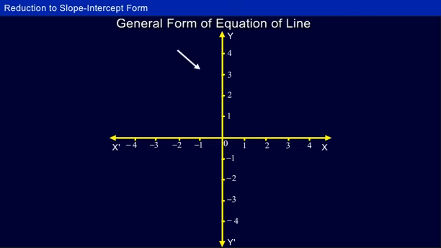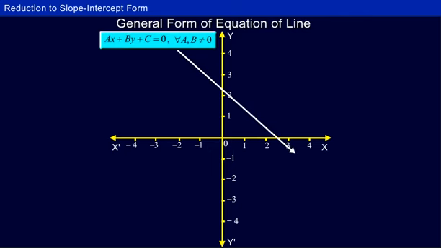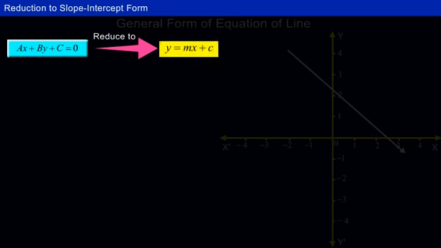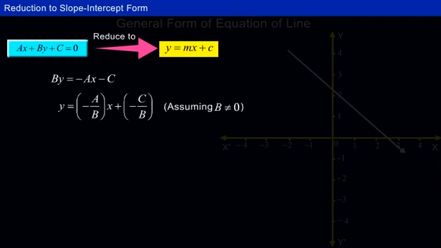The general equation of line ax plus by plus c is equal to 0. Here, we need to reduce this equation into the form of y is equal to mx plus c. By reducing the given equation in the form of y is equal to mx plus c, we get the equation as shown on the screen. Here, assume that b is not equal to 0.